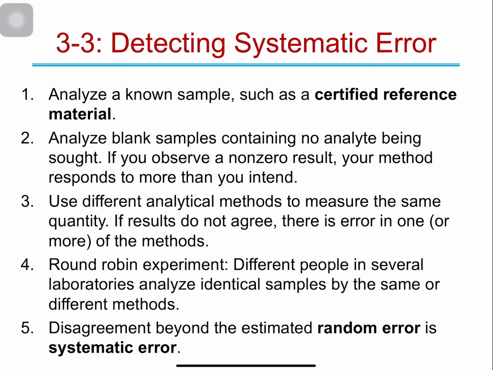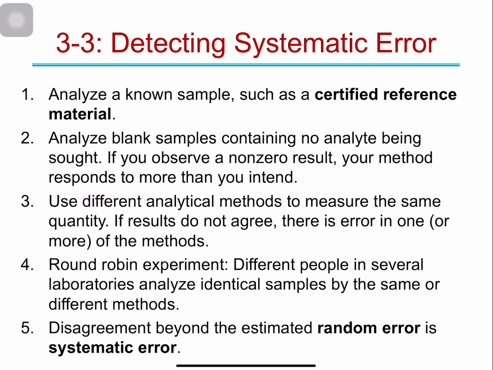So when you use different methods to analyze or measure the same quantity, you should get the same result every time. If you get different results, then there must be systematic error in one or more of these methods. So you should always know which one has the systematic error. For example, if you analyze the same sample with 4 different methods, 3 of them were in agreement and one was different, then this one in particular will have some systematic error, and you should know what the systematic error is and try to eliminate it.